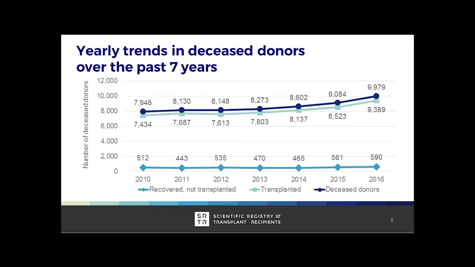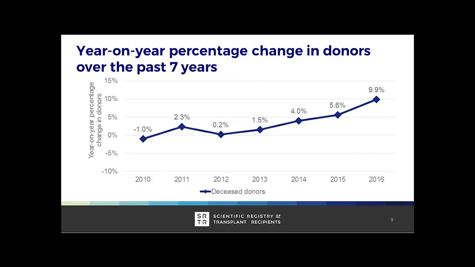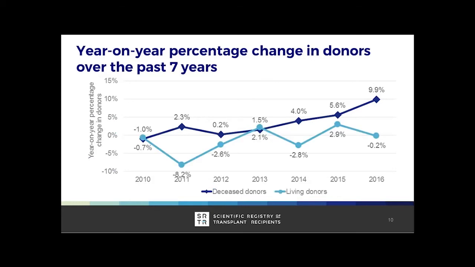So if we translate those numbers into year-on-year percentage changes, I think there have been some good trends in the last few years. The jump from 2015 to 2016, we saw almost a 10% increase in deceased donors between those 2 years. So I always like to congratulate my colleagues in the OPO community. I think there's obviously a fantastic group of people doing very hard work for the system, and so I think this is an exciting change. I would just highlight that against the change in living donors, which has been relatively flat over the past 7-year period, as shown here by the light blue line.